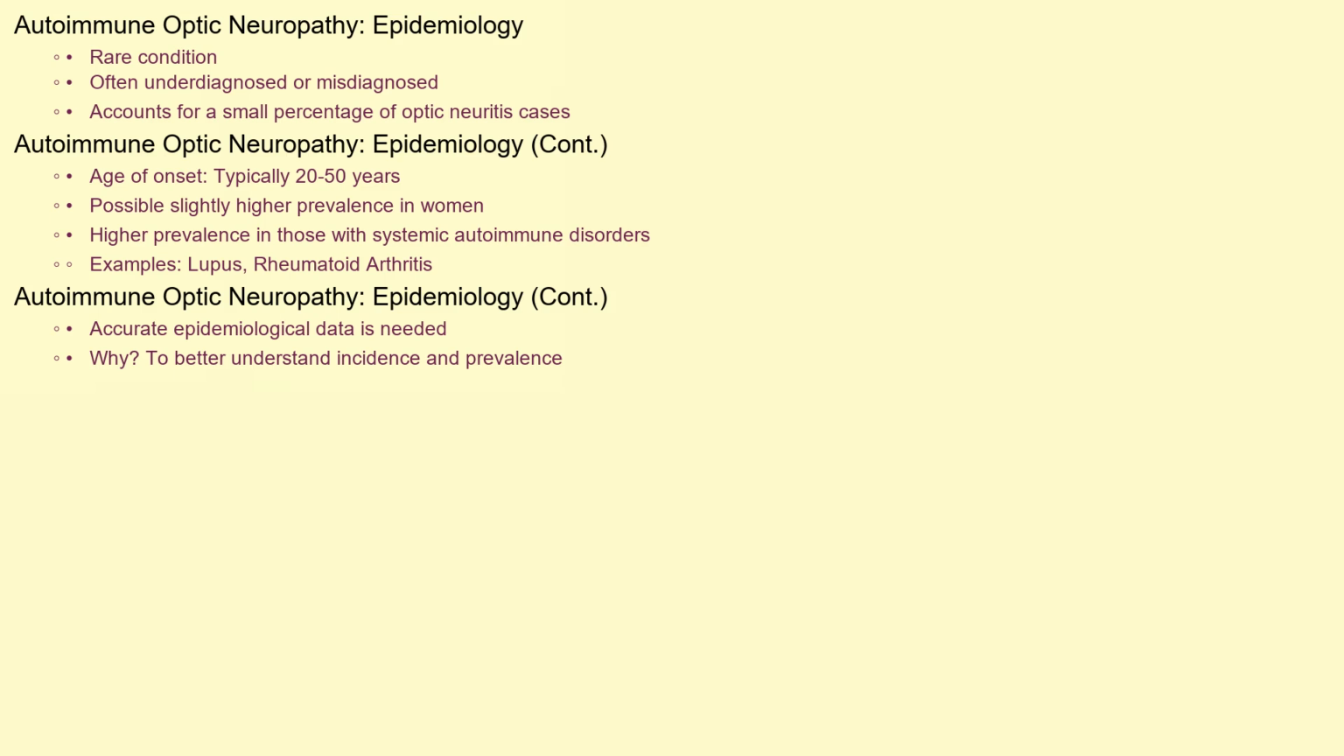The exact epidemiology of autoimmune optic neuropathy is difficult to determine because it is a relatively rare condition and often underdiagnosed or misdiagnosed as other optic nerve disorders. It's estimated to account for a small percentage of all cases of optic neuritis. It tends to affect adults, typically between the ages of 20 and 50, but can occur at any age. There may be a slightly higher prevalence in women, which is common in many autoimmune diseases. Due to its association with other systemic autoimmune disorders, the prevalence may be higher in individuals already diagnosed with conditions like lupus or rheumatoid arthritis. Accurate epidemiological data is needed to better understand the true incidence and prevalence of this condition.